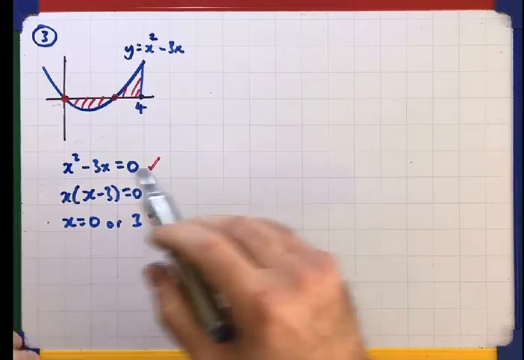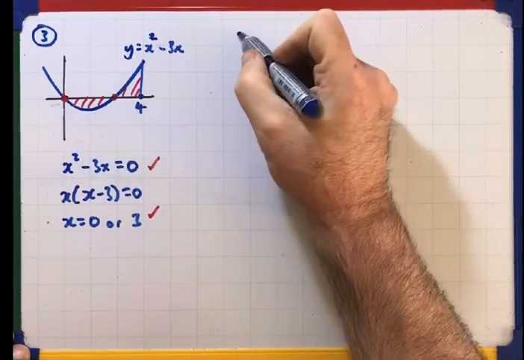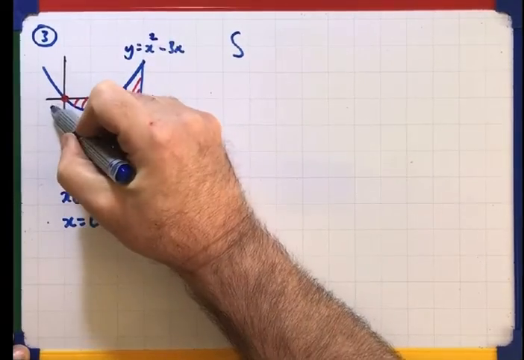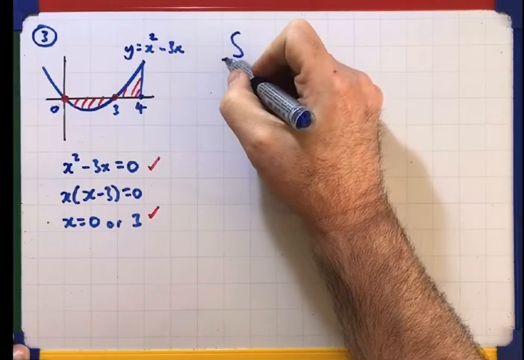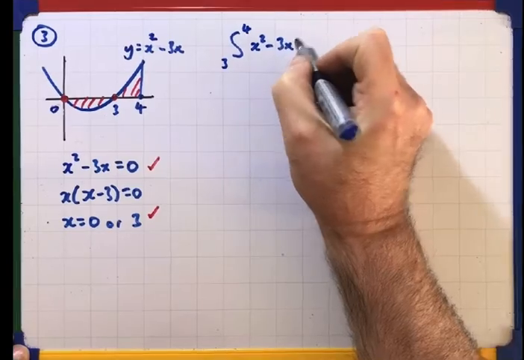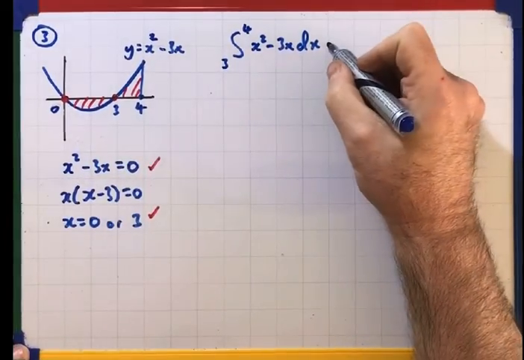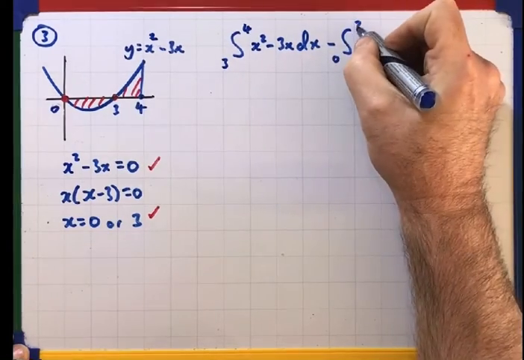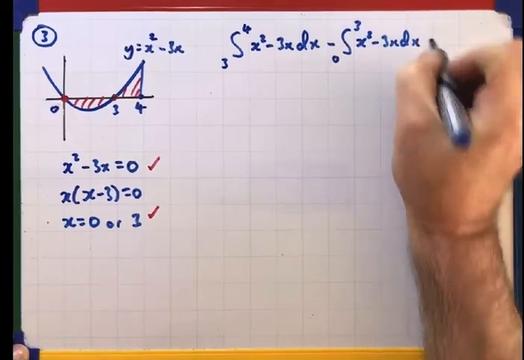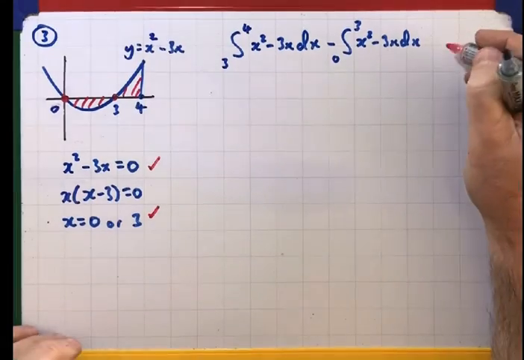Okay, next bit we've got to write down our integral. Now remember, the bit above the x-axis is fine. Remember we said that's 3, that's 0. So between 3 and 4, we want x squared minus 3x dx. But then we know that bit's negative, so we have to subtract it. So between 0 and 3, I'm going to take that bit away. Again, you're going to get a mark for writing that.